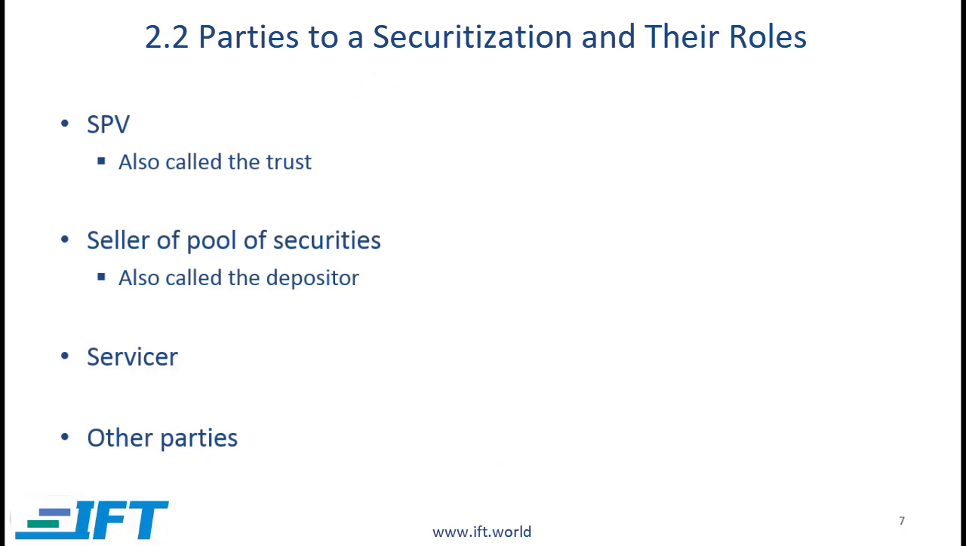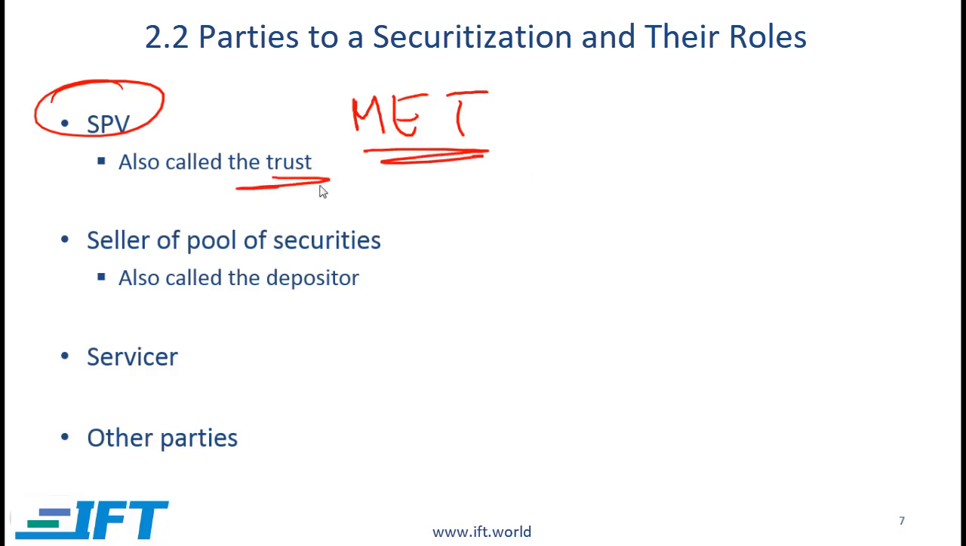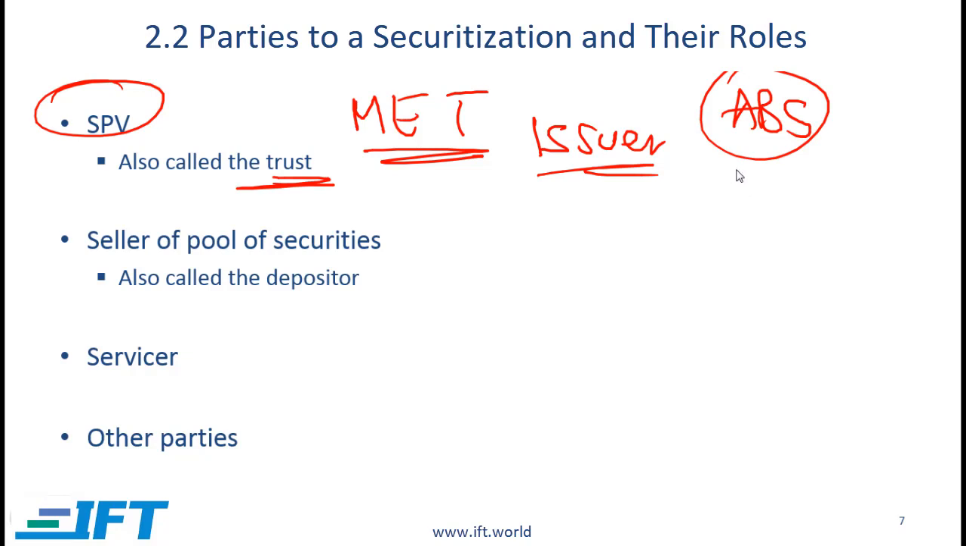Let us now look at the major parties and their roles in this securitization transaction. The SPV, or special purpose vehicle, is MET, Medical Equipment Trust. This is also called the trust. It is also called the issuer because this is the entity that issues the asset-backed securities. As far as investors are concerned, they are buying the asset-backed securities from the issuer.